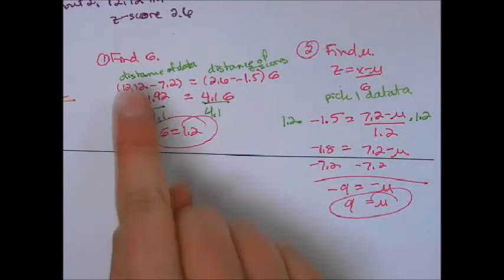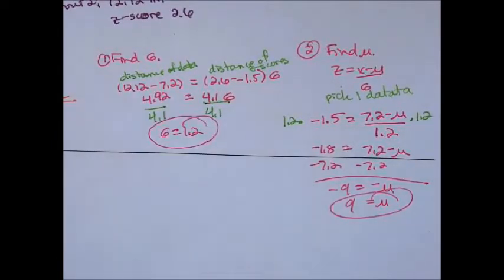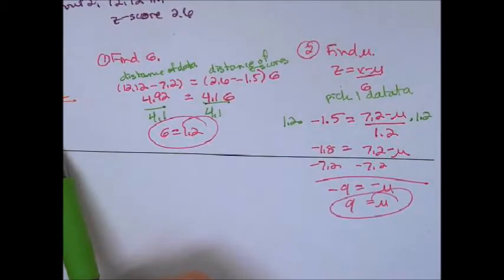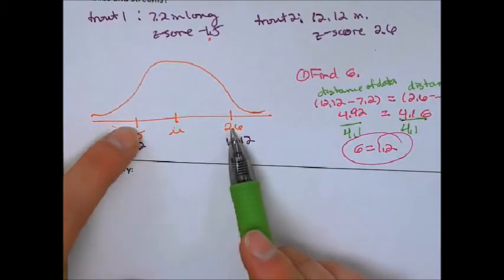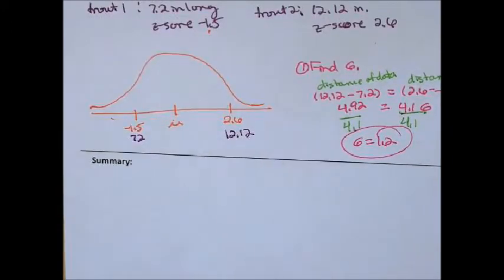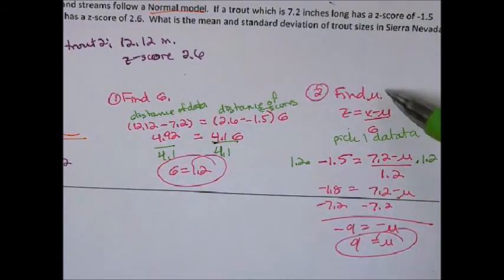So again, we first had to find the standard deviation by thinking about how this distance is this distance times the number of standard deviations. And then I found my mean by working backwards from my z-score formula.